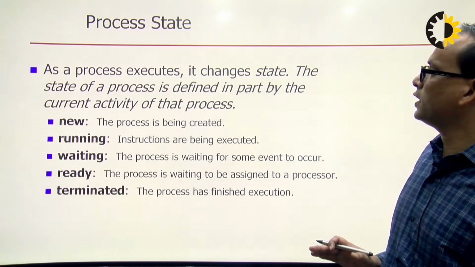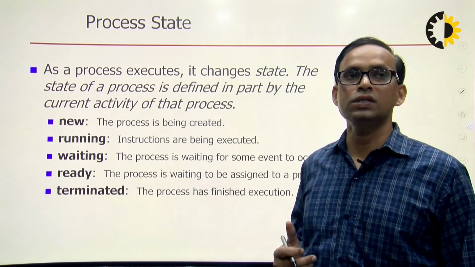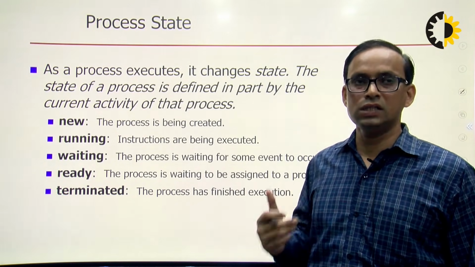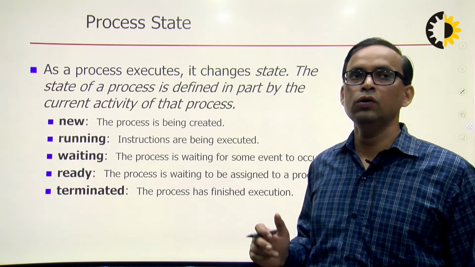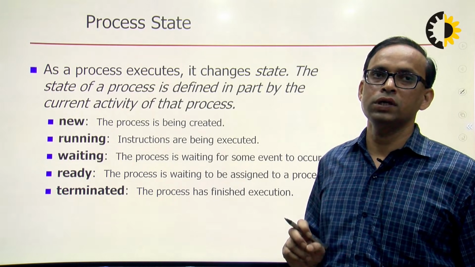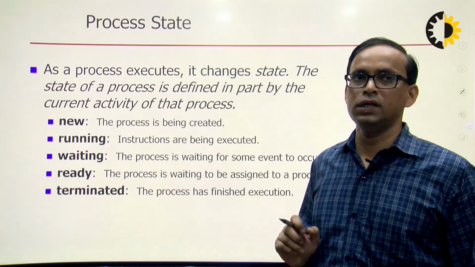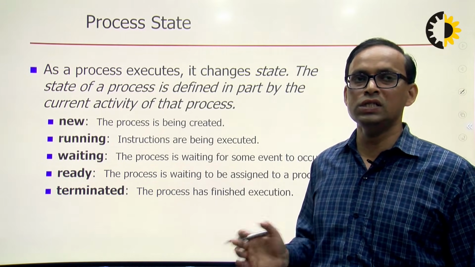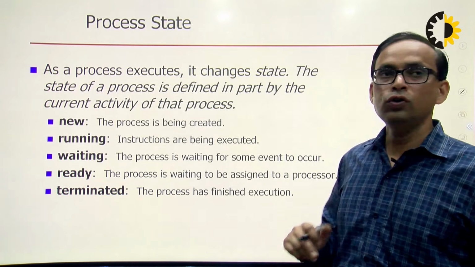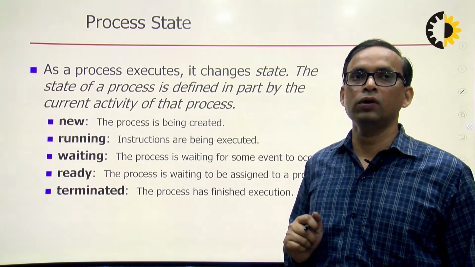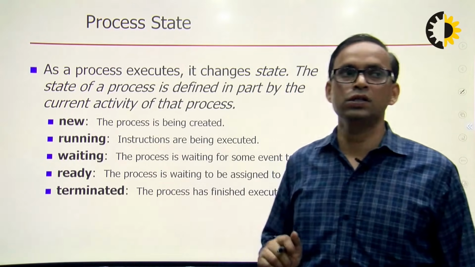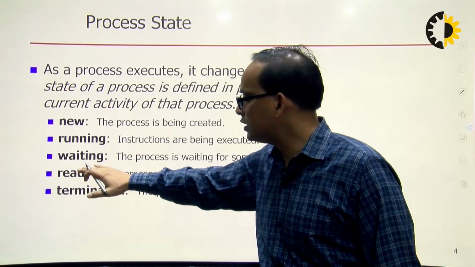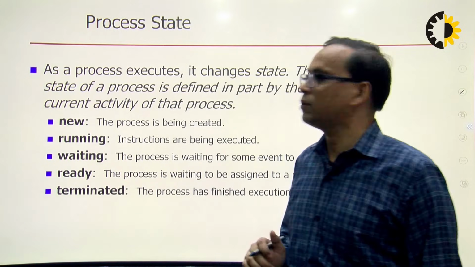Now next term is the process state. From the beginning to the completion of the process, there may be several states of the process. It means process state may change. During the whole life cycle of a particular process, a process can remain in these states: the new state, running state, waiting state, ready state, and the terminated state.